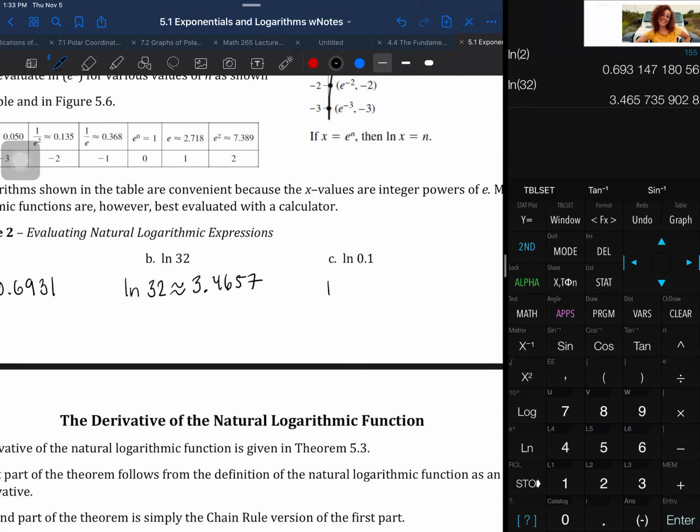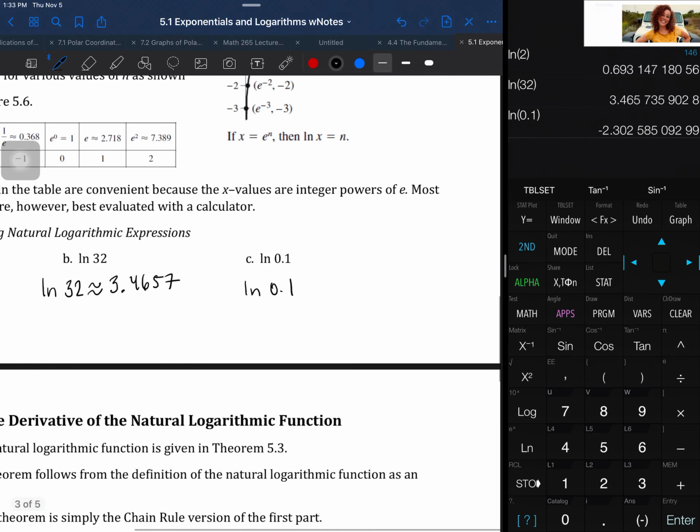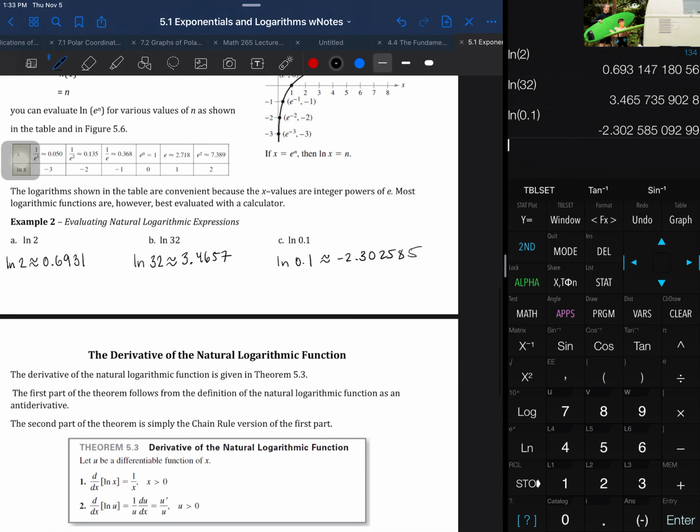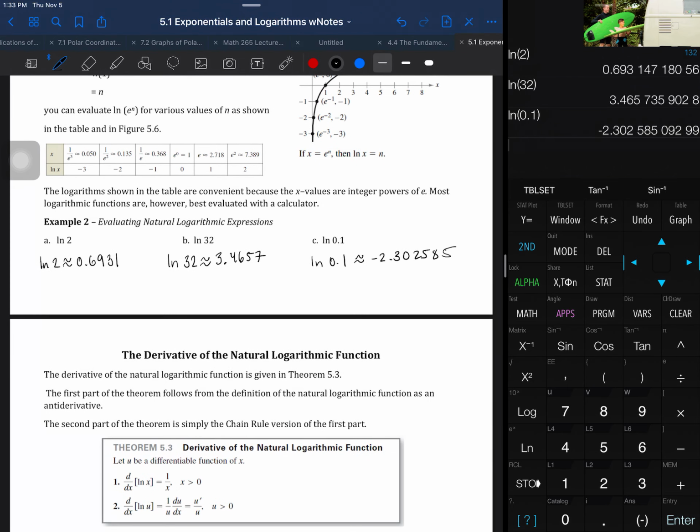Then we can also do the natural log of 0.1. Natural log of 0.1. And that'll give us negative 2.302585, and so on, right? I'll be more specific if we need to evaluate this to a particular decimal.